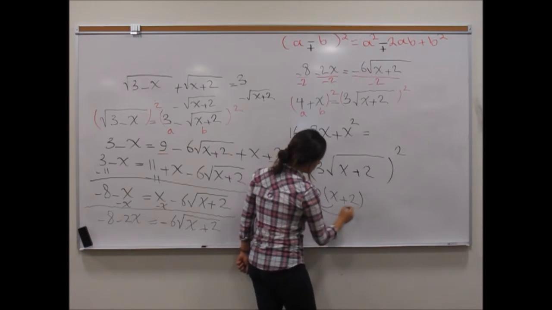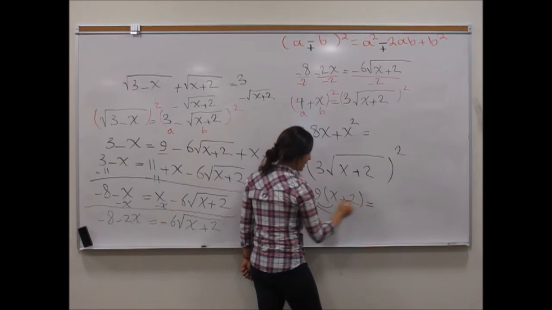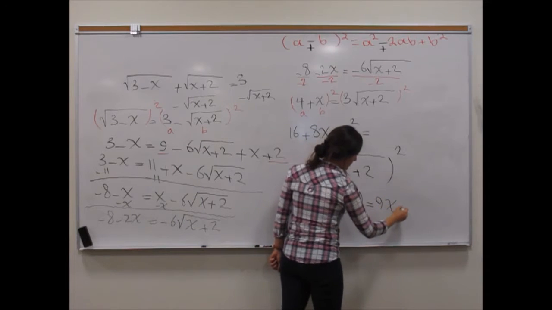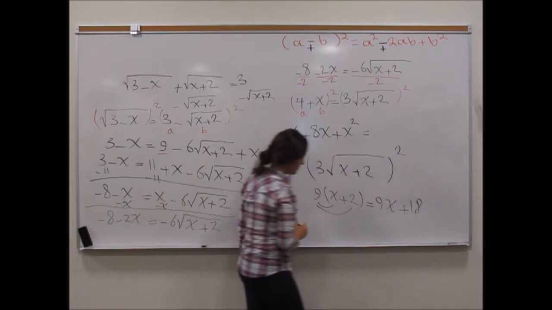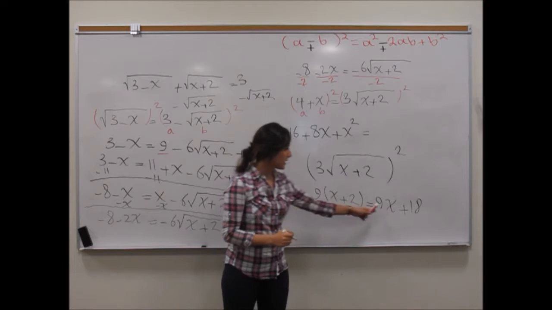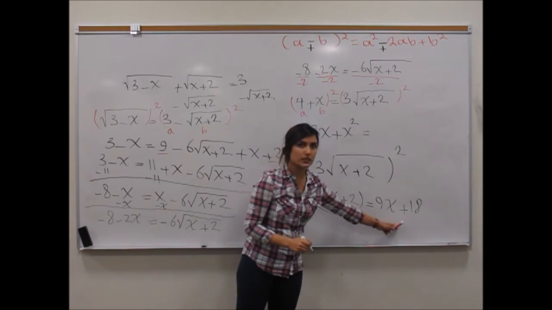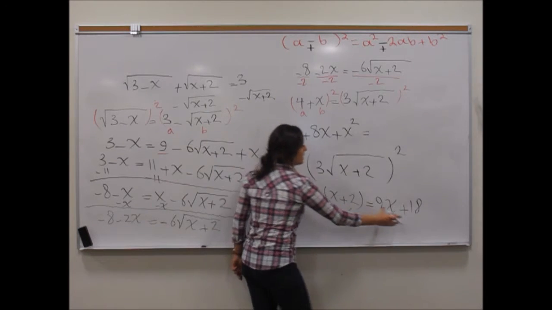And now I'm going to distribute this 9 to here. So I would have 9x plus 18. 9 times x is 9x, and 9 times 2 is 18. So I'm going to write that here.